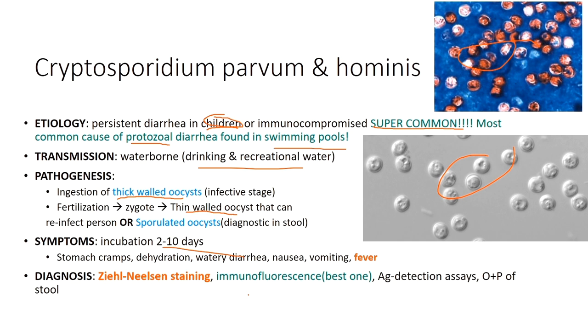Stomach cramps, dehydration, watery diarrhea, nausea, vomiting. But this guy, because it's persistent and reinfecting, you can have fever with it. So this is one of your non-inflammatories, but yet it has fever. You can diagnose this with Ziehl-Neelsen, which is your acid-fast stain, which you find up here in the top right. Immunofluorescence is actually the best one for this. I'm not sure if this is immunofluorescence, but this is the one that we use to diagnose it. We can also use antigen detection and O&P on stool.